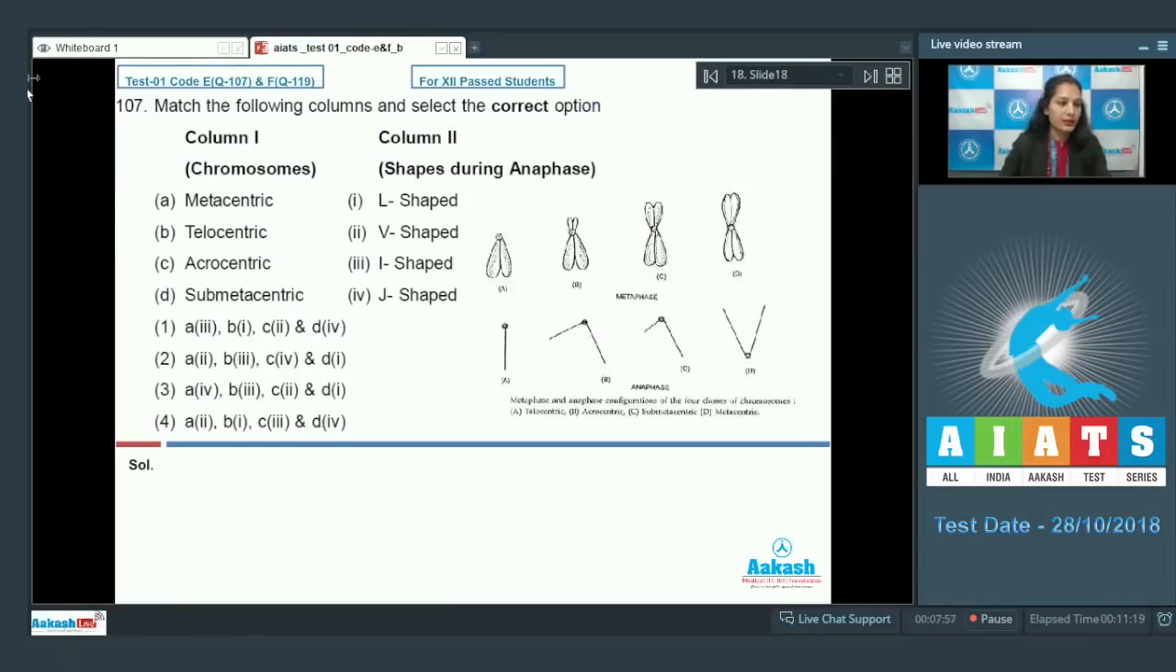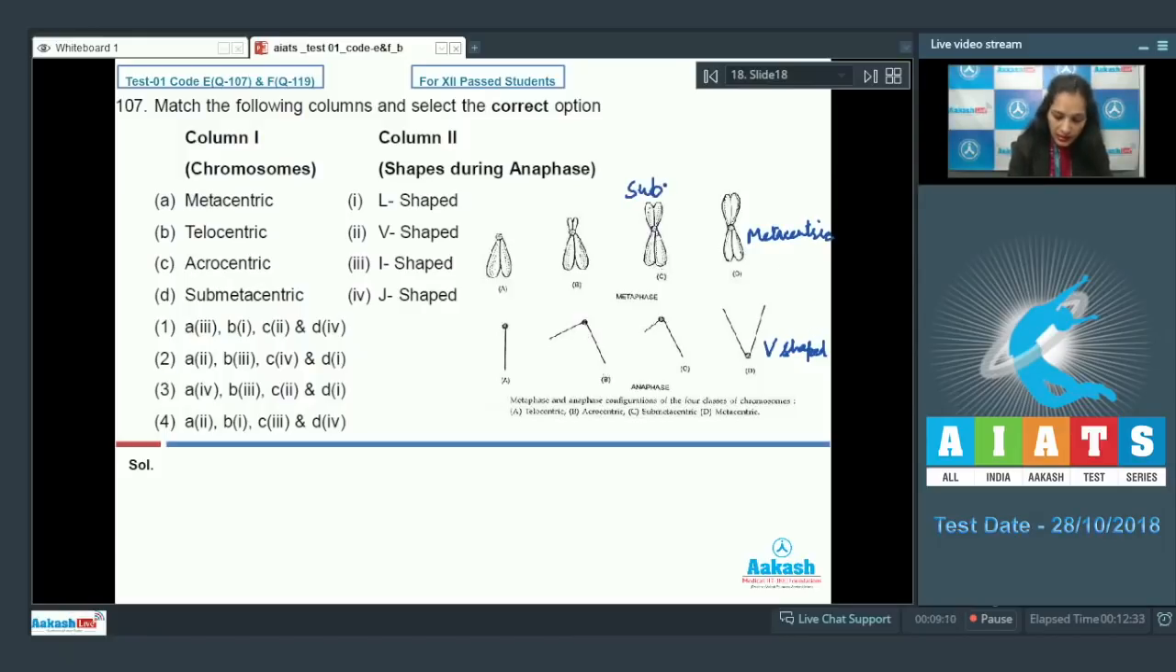Question number 107. Match the following columns and select the correct option. Column 1 shows the different types of chromosomes on the basis of position of centromere, and column 2 shows the shapes of these chromosomes during anaphase. You can analyze in this figure that these are different chromosomes in the metaphase and these are their shapes during the anaphase. Here you can see that this is a metacentric chromosome and it appears V-shaped during the anaphase.